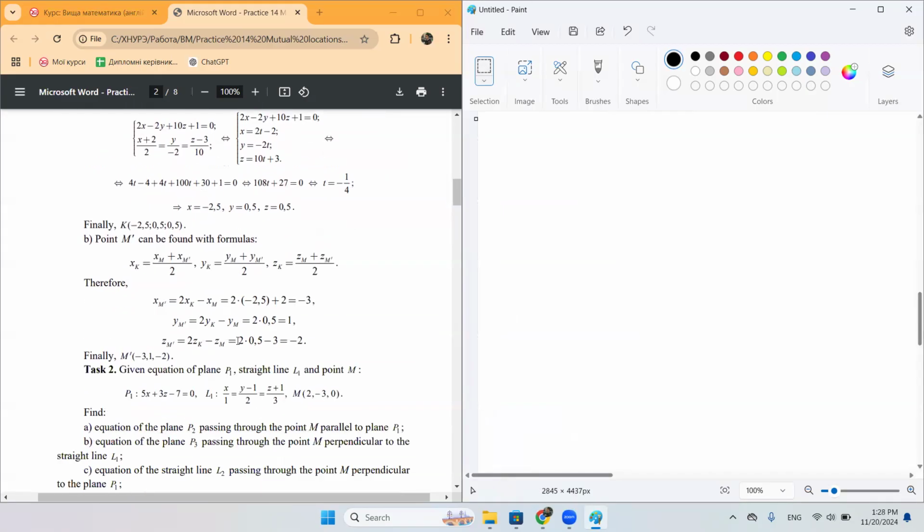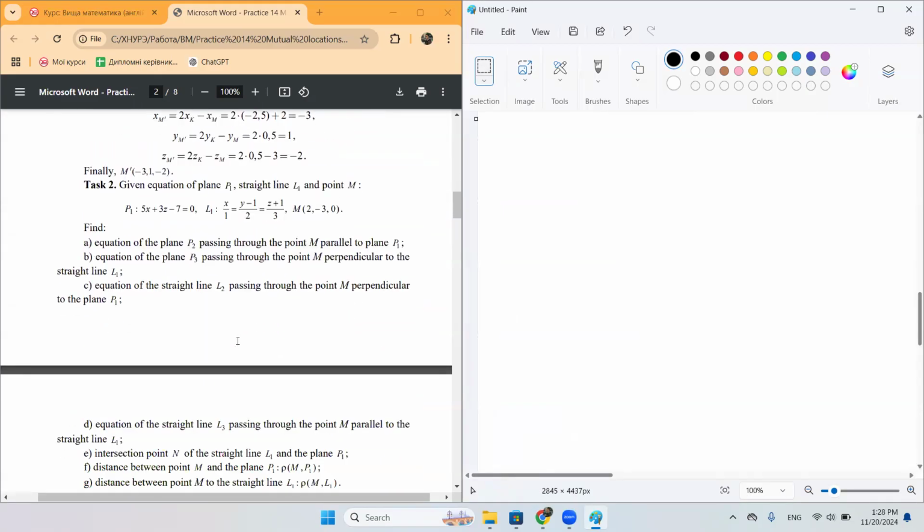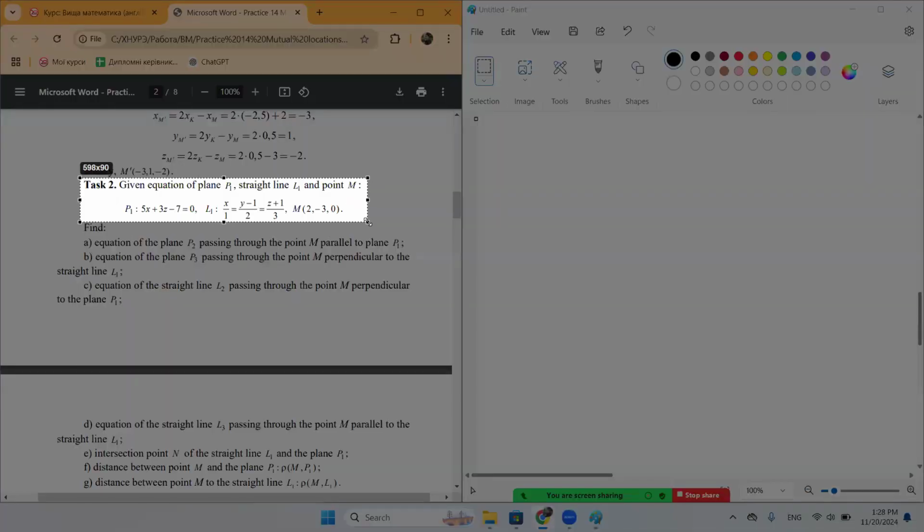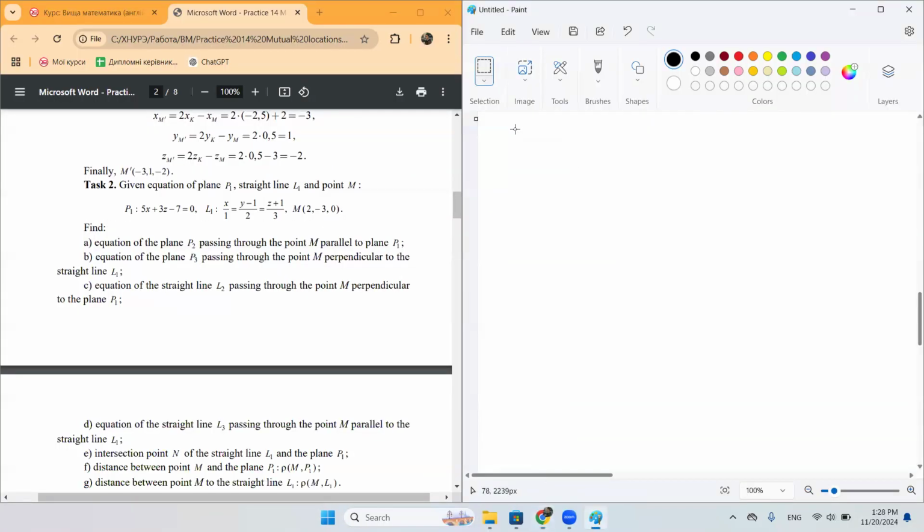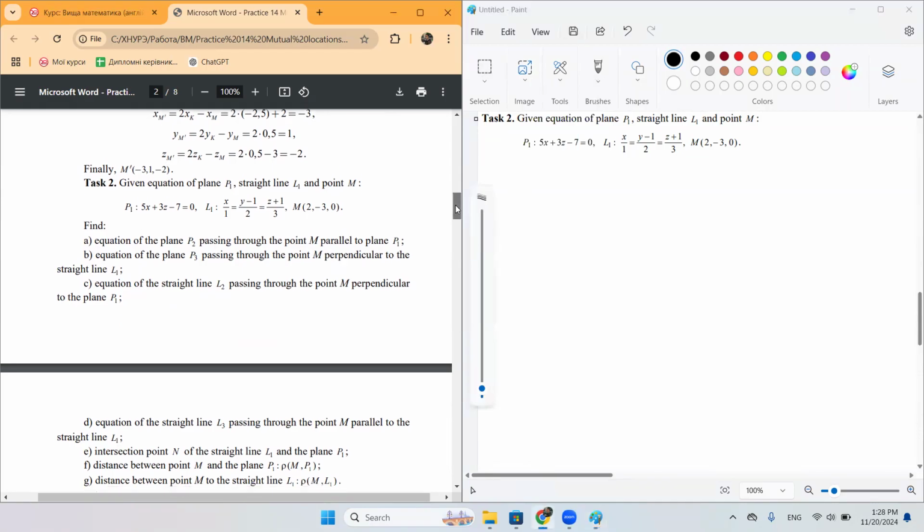Solving. So the next, what we have? So we have the equation of the plane P1, straight line L1, and point M. Maybe it's a redundant copy and paste, but anyway. So, okay. So let's start solving. So a lot of parts here that we need to perform. So equation of the plane P2 passing through the point M parallel to plane P1.